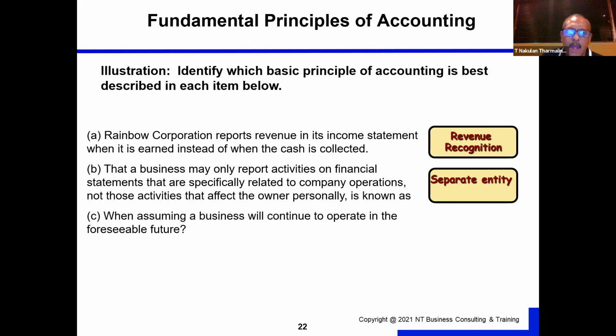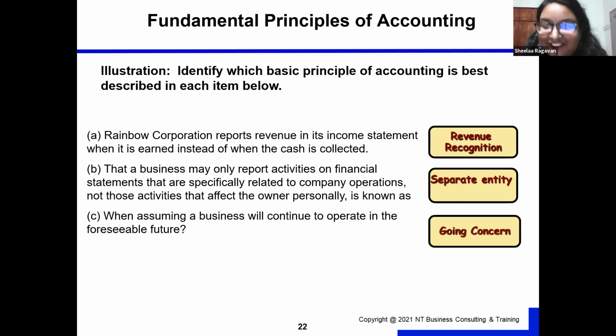Okay. When assuming a business will continue to operate in the foreseeable future, what concept is it? We are not going to liquidate ourselves. We are going to be there in the foreseeable future operating. Guys? Going concern. Rajeshri says going concern. Oh, that's right. Going concern. Done. Right. So these are some of the key concepts of accounting.